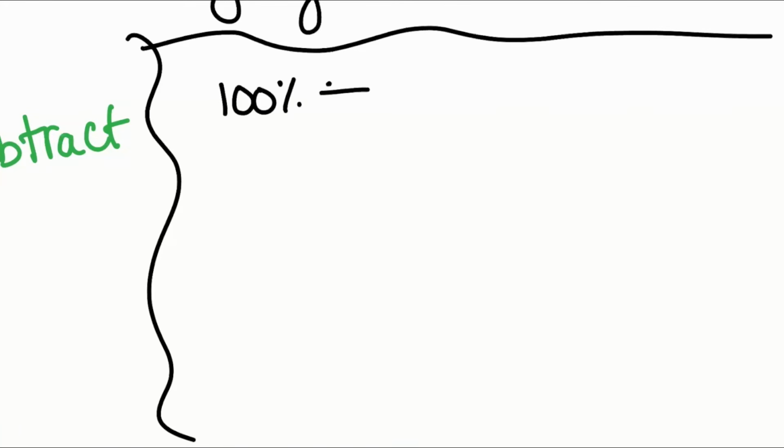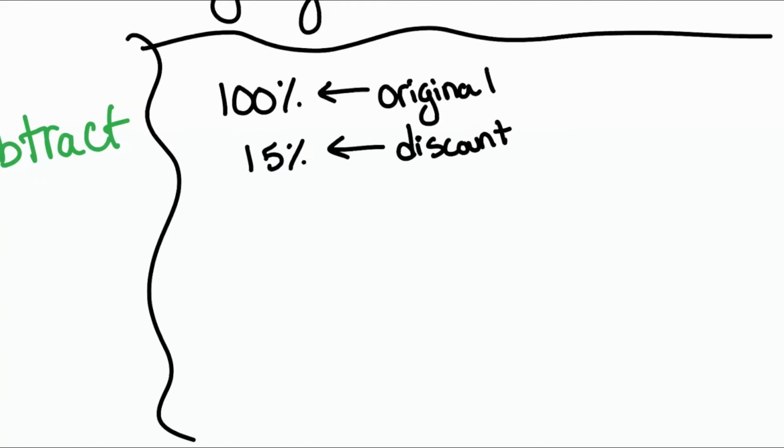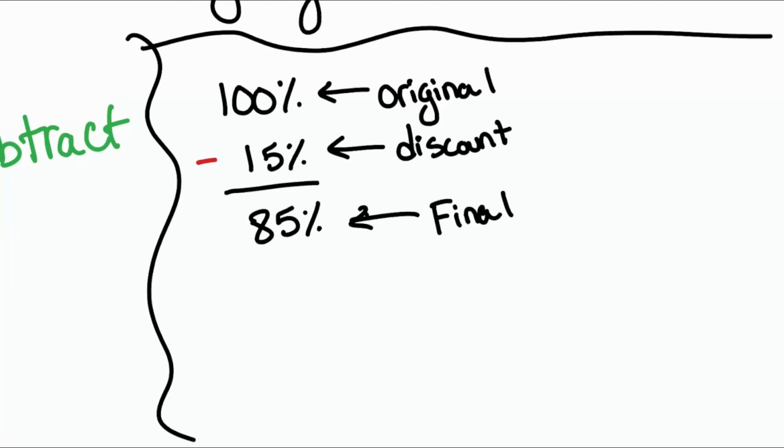100%, that's the original amount that we were supposed to pay. Everybody, the discount amount was 15%. Quick question. What do you do with a discount to get the final price? Yeah, you subtract, exactly like we just did. So watch this. If I subtract, guess what? My final percentage that I'm actually going to be paying is 85%. This is super important because this is going to help us get the final answer right away.